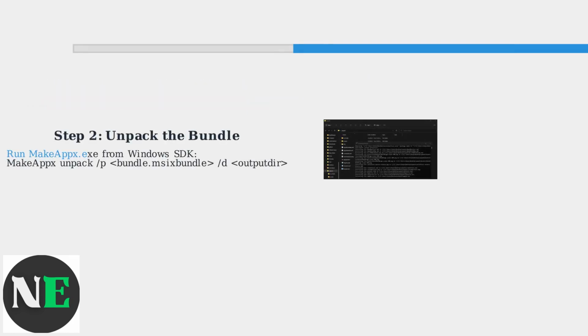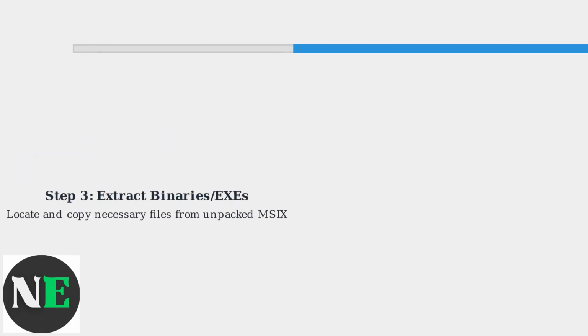First, acquire the MSIX bundle using tools like WinGet to download it. Next, unpack the bundle using makeappx.exe from the Windows SDK with the command makeappx unpack /p bundle.msixbundle /d output/dir. Then extract the necessary binaries or EXE files from the unpacked files.